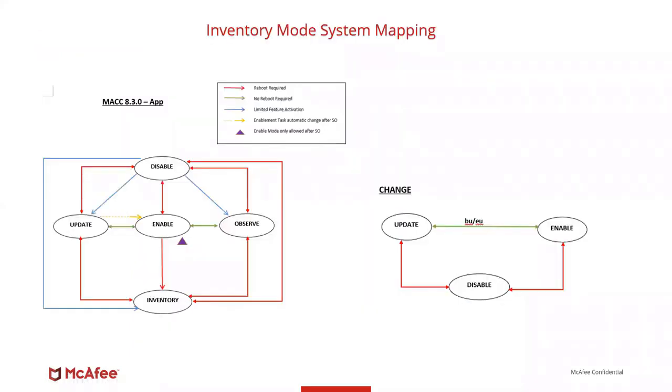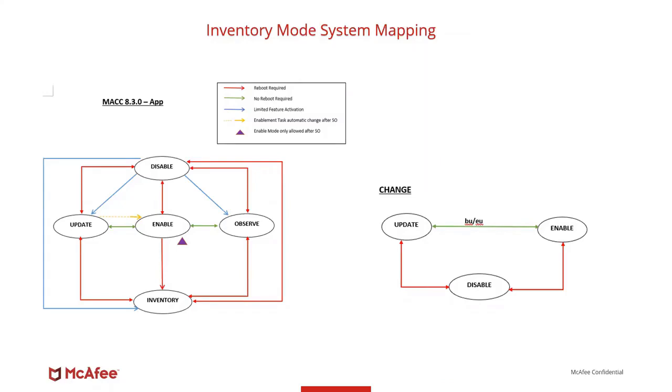So this is kind of how each of the modes work. So you can always go from disable to update or disable to observe with a reboot. There is an enablement called limited feature activation where we can restart your service or the solidifier service to start blocking. But the only thing to know is that all of our injection, like memory protection and stuff like that, will not actually be enabled until you reboot your machine.